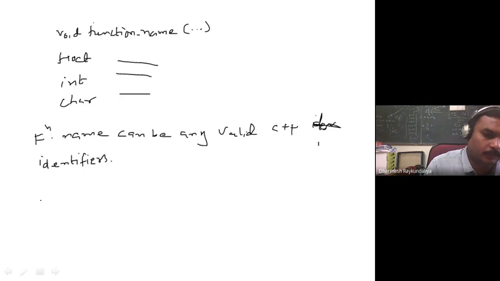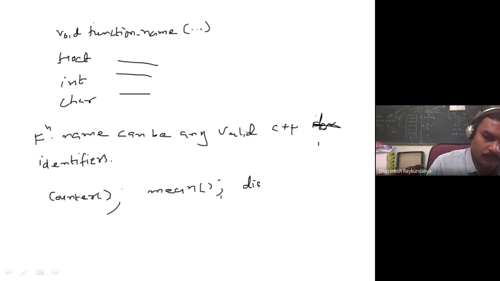The common example of the function name is, let us say, counter. Make sure that this function name should not be a keyword, like display. It can be any identifier.